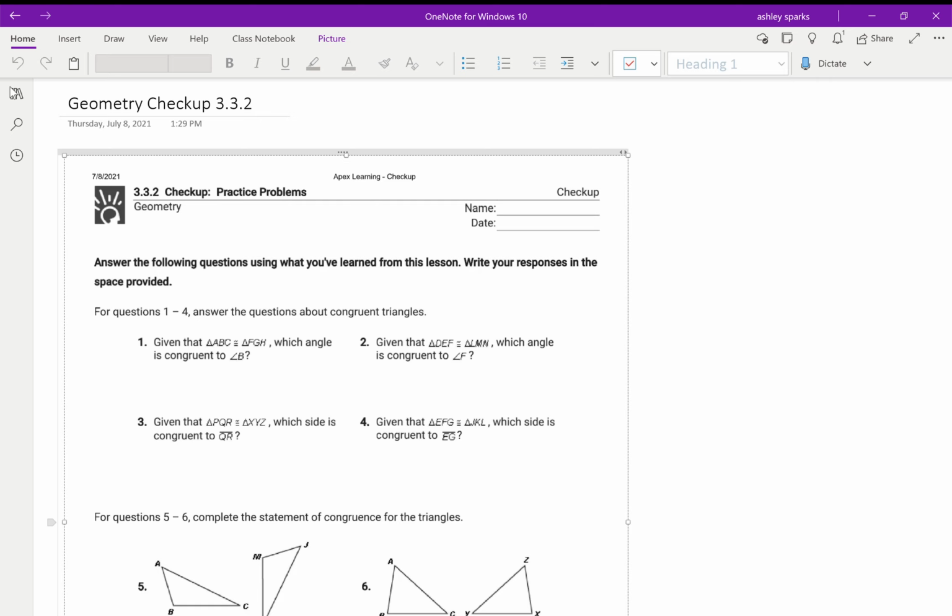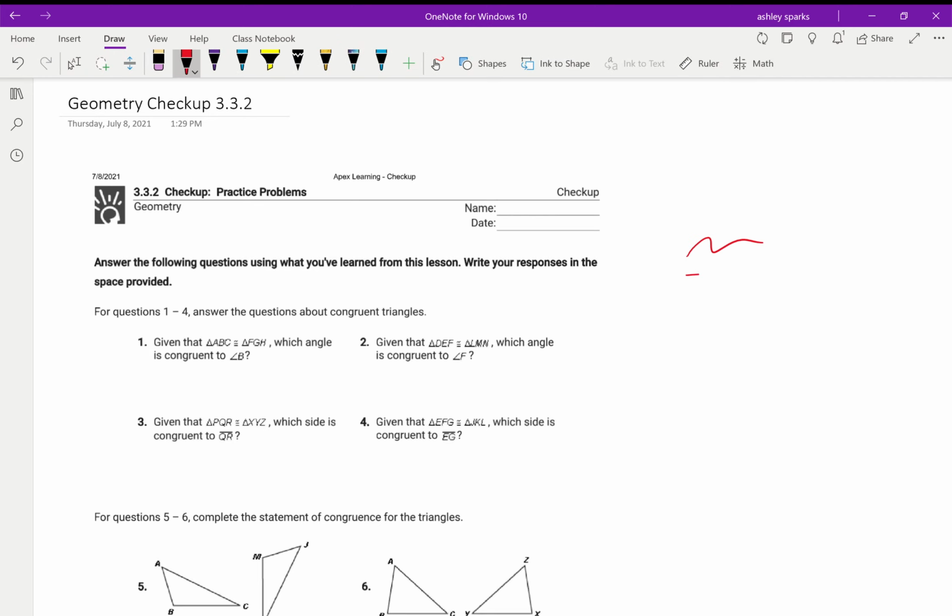So for this section, we're going to be talking all about congruent triangles. Super easy section. So basically, when you see a little symbol that looks like an equal sign with a squiggle above it, this means congruent. Okay? And we're very particular about the way we write congruency statements.